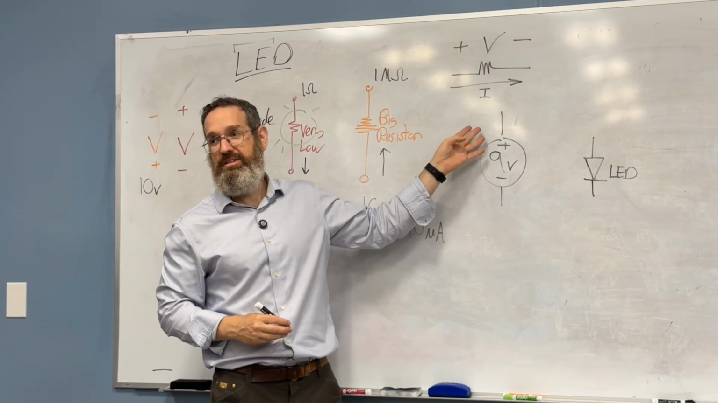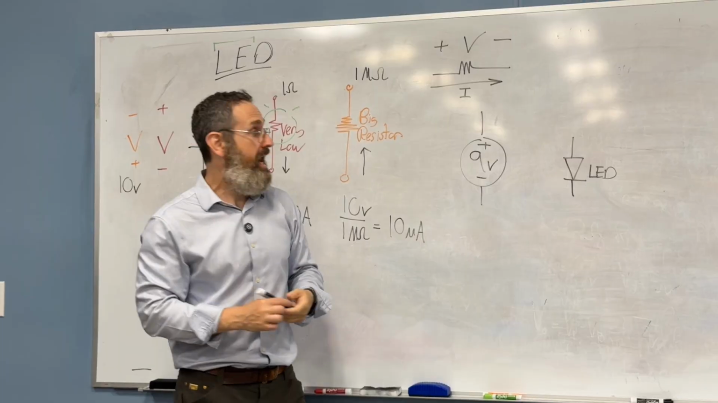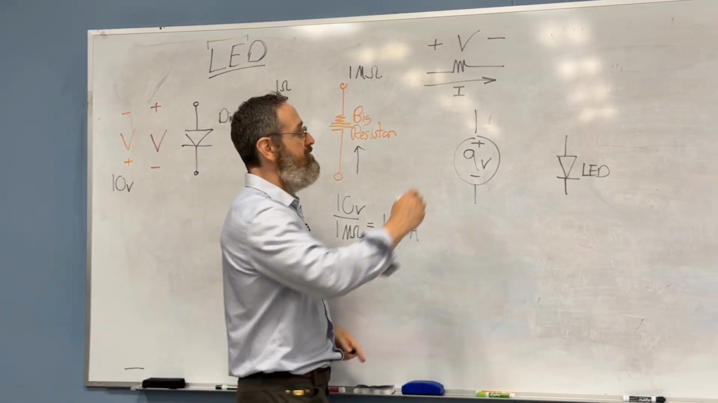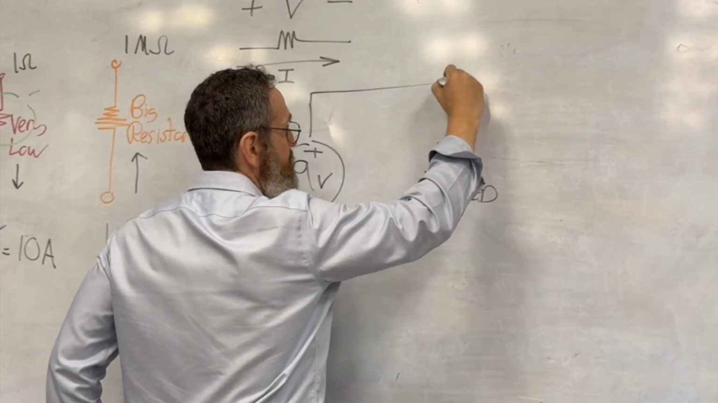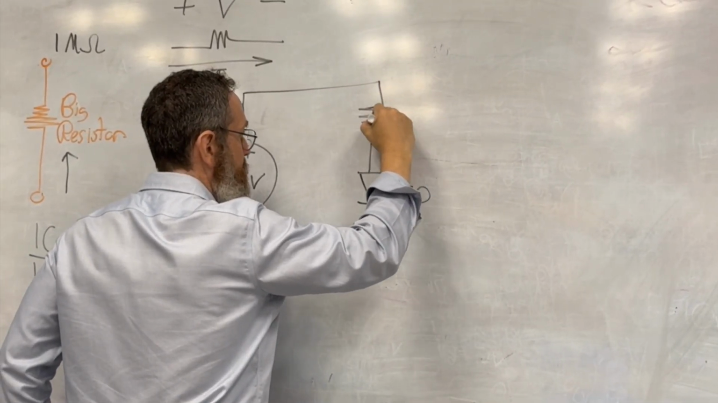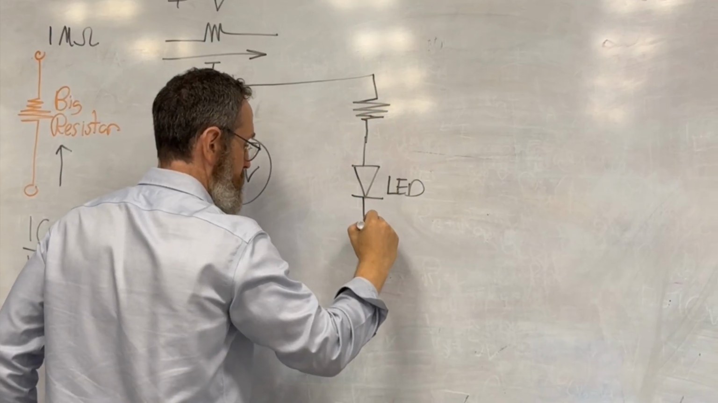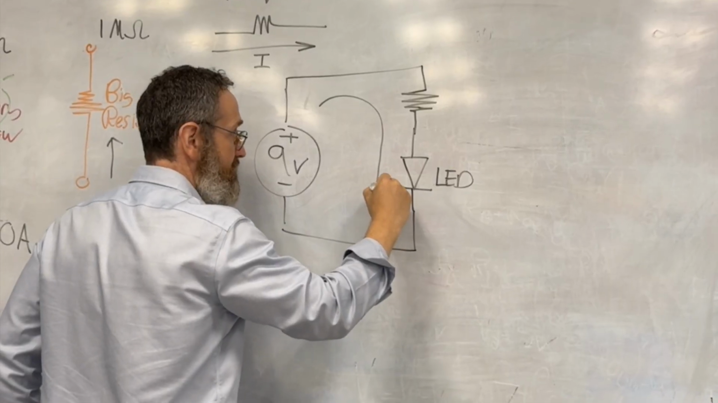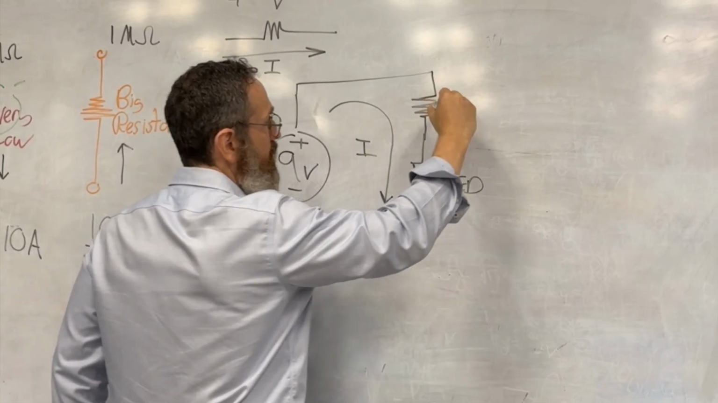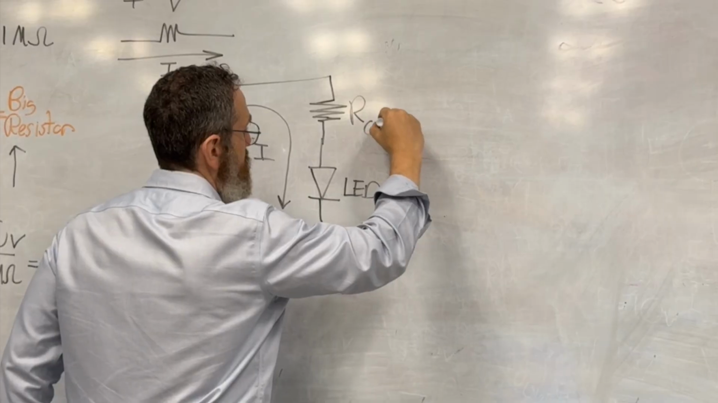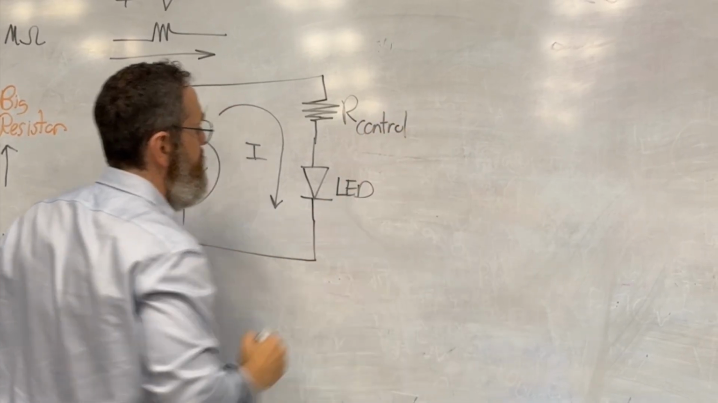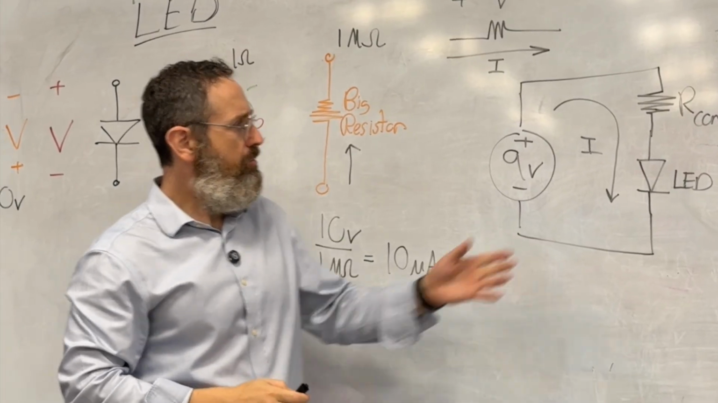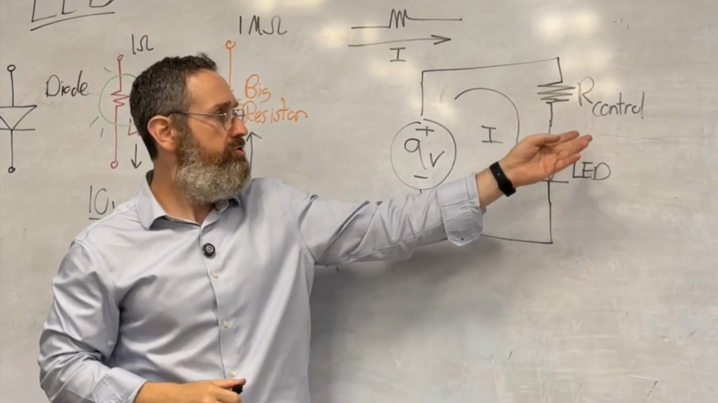How can we make it so that there's less current? Yes. We add a resistor, and that resistor is going to be in series. So we're going to take another resistor, and we're going to put it right here. And now the current is going to go like this. And let's call this R control for controlling it. Oh, interesting. But then how much? How much should this be?